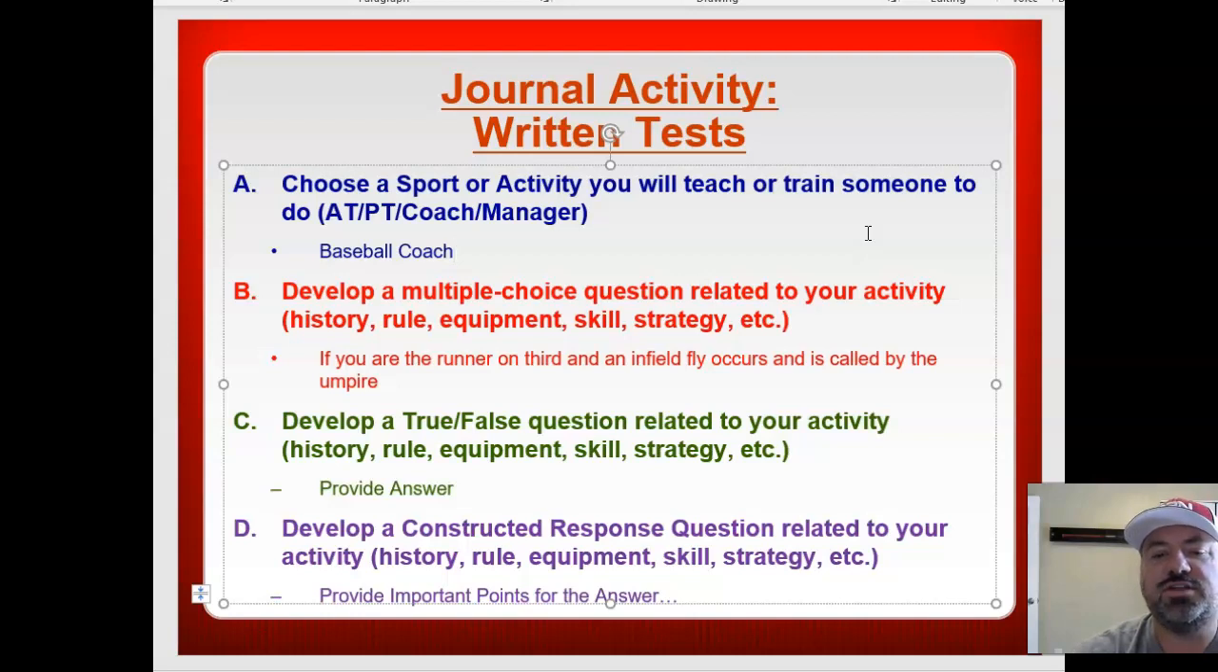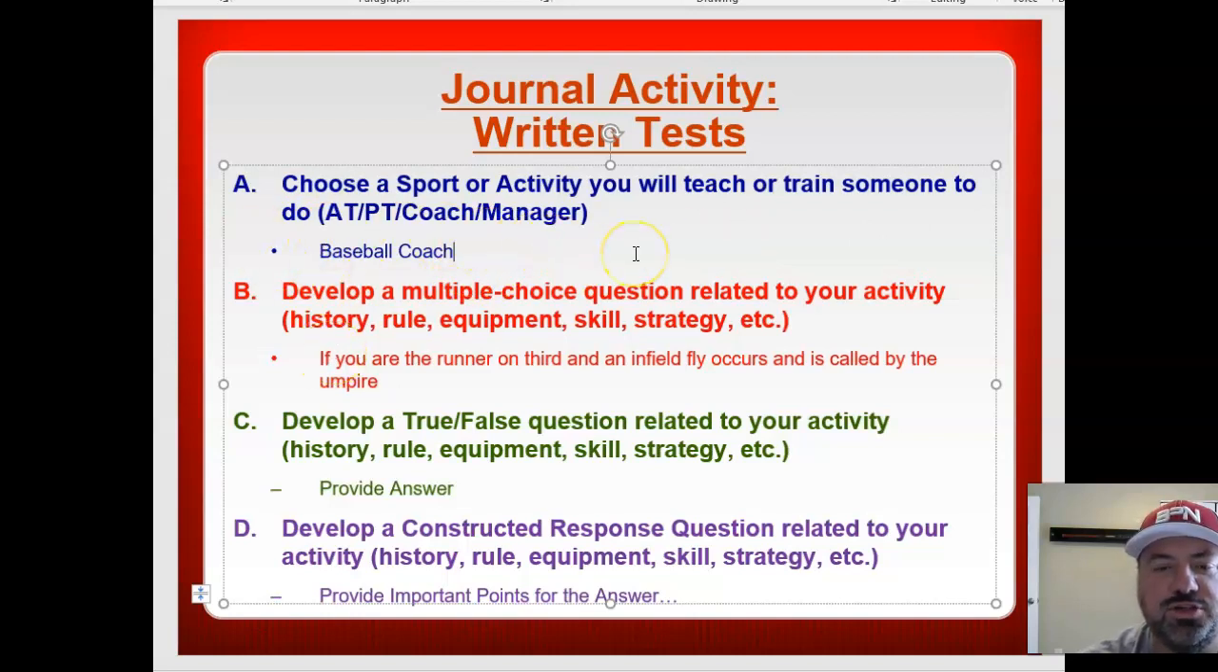So let's go ahead and discuss this. In your journal activity written test, we're going to have 3 parts. We're going to label them A, B, C, and D. So for A, I'm going to leave this to you so you can develop it for a career field you're interested in. So I need you to choose some kind of sport or maybe an activity or a task that you would either teach or train someone to do something. This could be as a PE teacher. It could be as an athletic trainer or a physical therapist, a coach, possibly a manager at a business or a personal trainer. All right. So for A, I'm going to choose baseball coach.